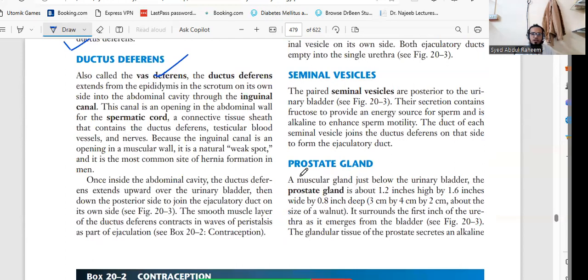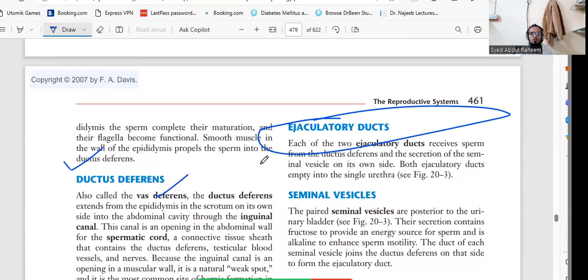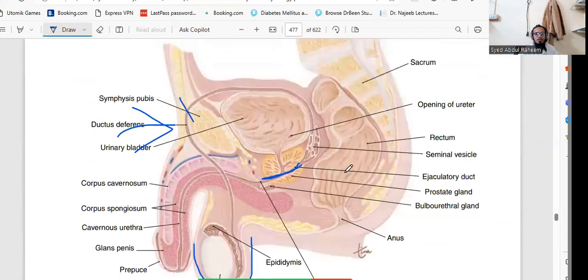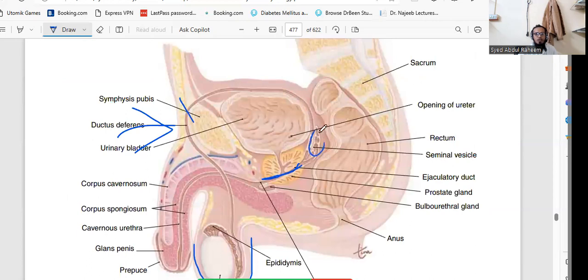Let's talk about the ejaculatory duct. Each of the two ejaculatory ducts receives sperm from the vas deferens, or ductus deferens, and the secretion of the seminal vesicle on its own. Both ejaculatory ducts empty into the single urethra. Next to it you can see the seminal vesicle. Ejaculatory duct, ductus deferens, seminal vesicle, and ejaculatory duct. So this is the seminal vesicle.